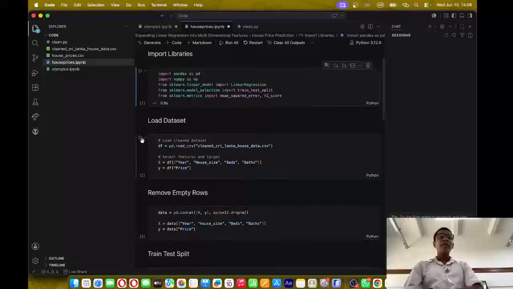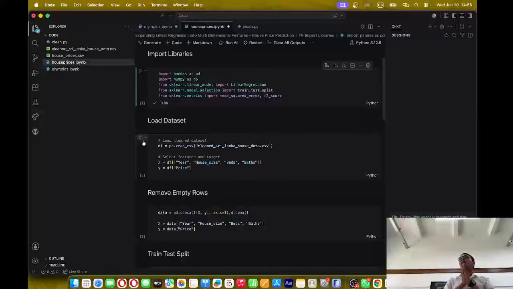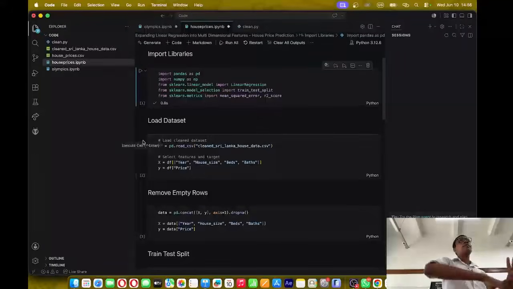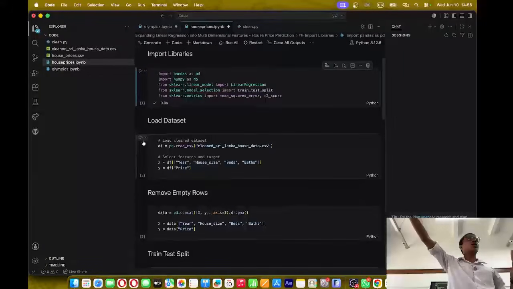Now listen. Now that is import libraries. Now this is for loading the data set. Tell me, what are the factors? The Olympic running times are mainly decided by the year. By the year it gets better. That's all. But for a house, what affects the price of a house? Obviously, when the year goes around, it's affected.